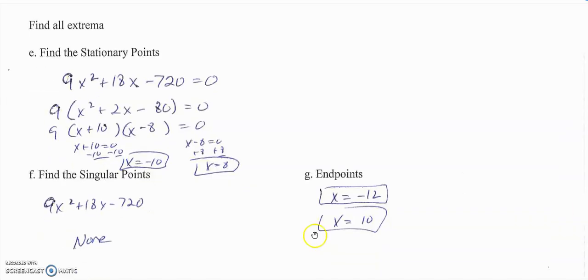And then singular points: take the derivative, see if there's any place where it's undefined. None. No number would make it undefined. No singular points. And endpoints are given by the domain, negative 12 and 10.